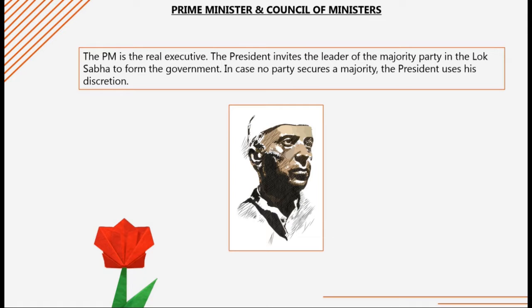The President, according to convention, has to invite the leader of the majority party in the Lok Sabha to form the government. In case no party secures a majority, the President uses his discretion in the appointment of the Prime Minister. For example, the President used his discretion while appointing Deve Gowda or I.K. Gujral or Atal Bihari Vajpayee as the Prime Minister.